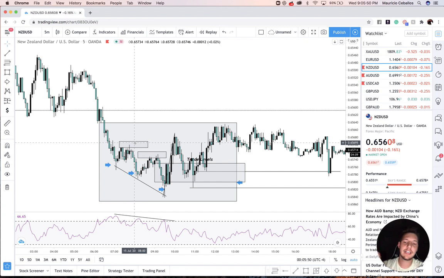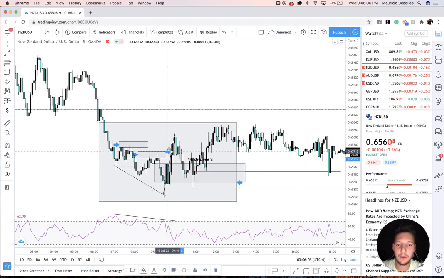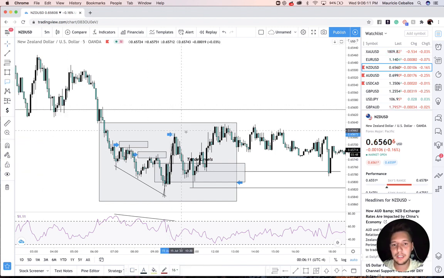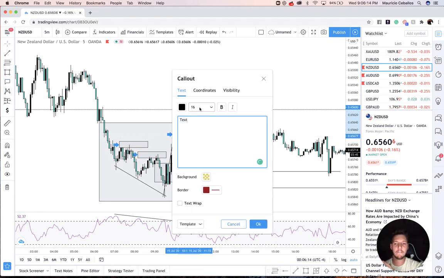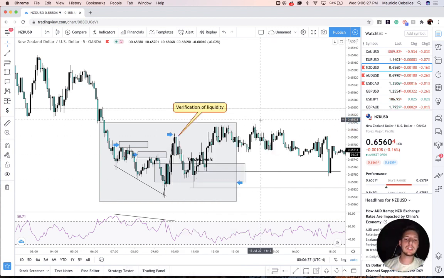As you guys can see, these are liquidity boxes that I went ahead and placed in. So a liquidity box is going to be this right here. That's going to be our first liquidity box, and then this second liquidity box. Now, this run right here, as you guys can see, I have a line going up, which is our verification liquidity. What this verification liquidity does is help me identify that the market is now potentially shifting from a bearish standpoint to a potential bullish standpoint. So let me go ahead and put this down. Verification of liquidity. So we saw that verification liquidity.